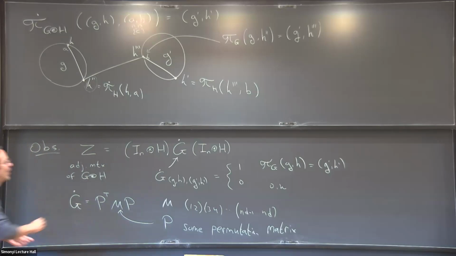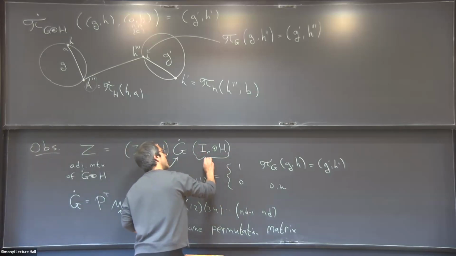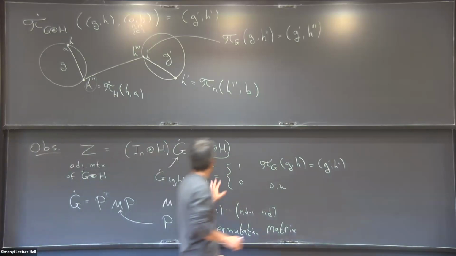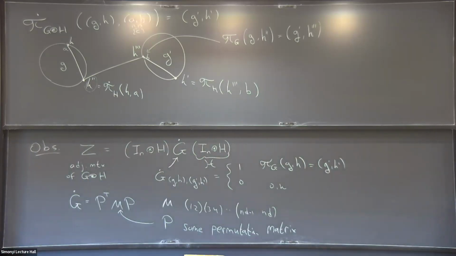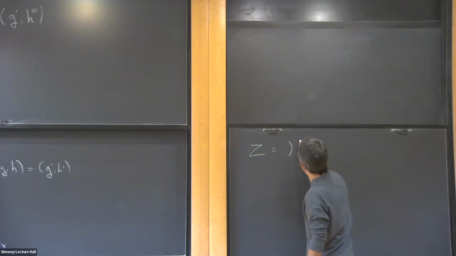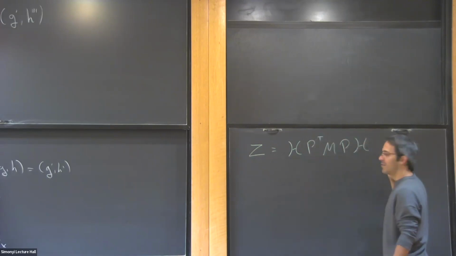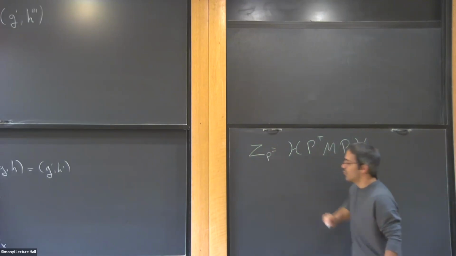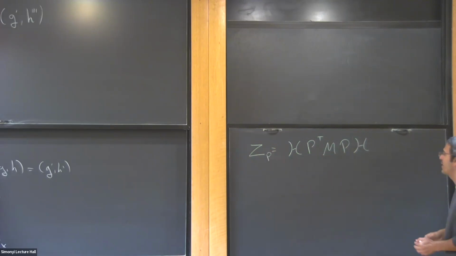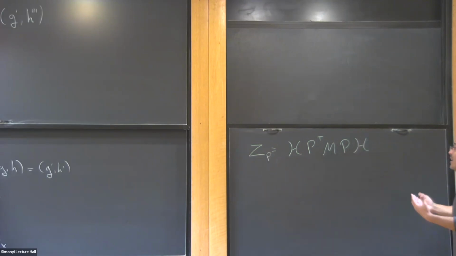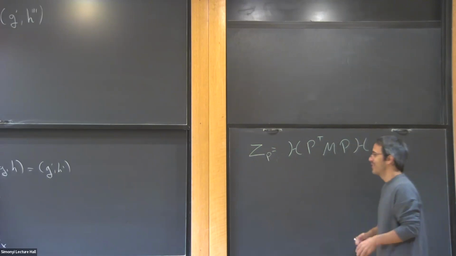Let's call this thing nice H, or fancy H, just to save some time. Fancy H is just I tensor H. So what we just said is that the zigzag adjacency matrix is given by H, P transpose, M, P, H. And you can call it Z sub P to emphasize the fact that it depends on P. H is kind of given for us, so I want to stress the P part of it.